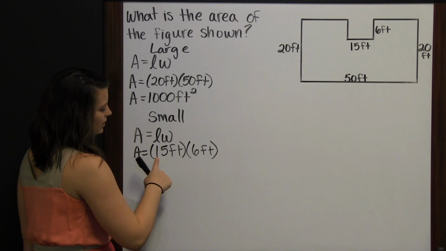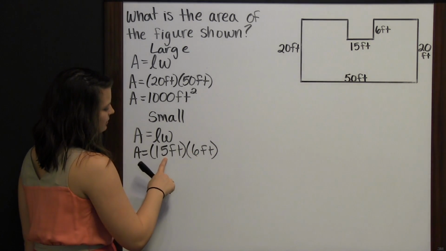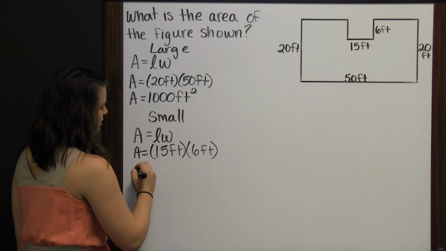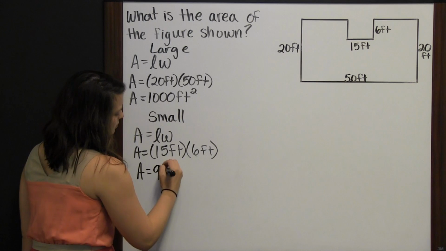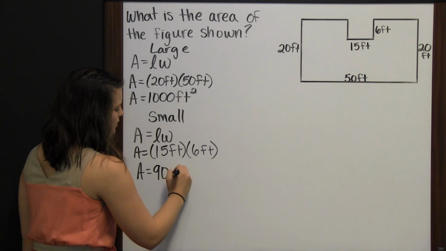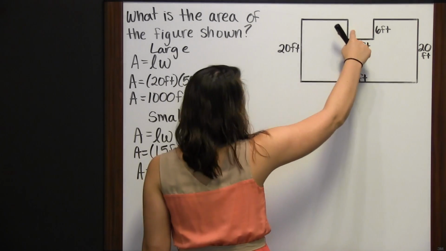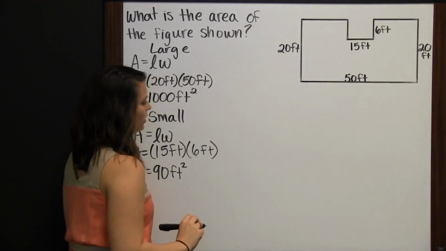6 times 10 is 60. 6 times 5 is 30. So 30 plus 60 is 90. Feet times feet is feet squared. So the area of this little rectangle is 90 feet squared.